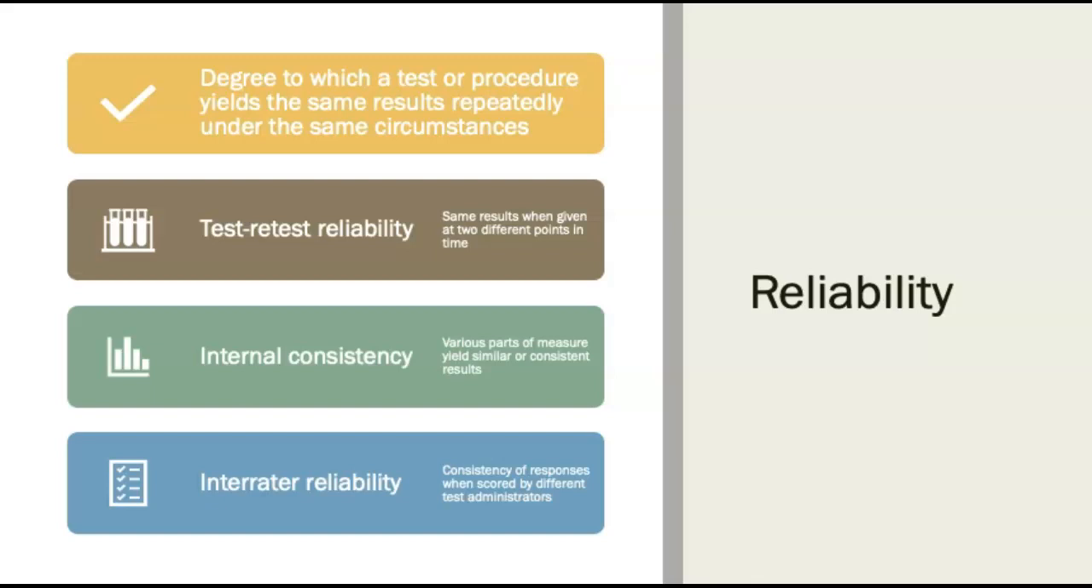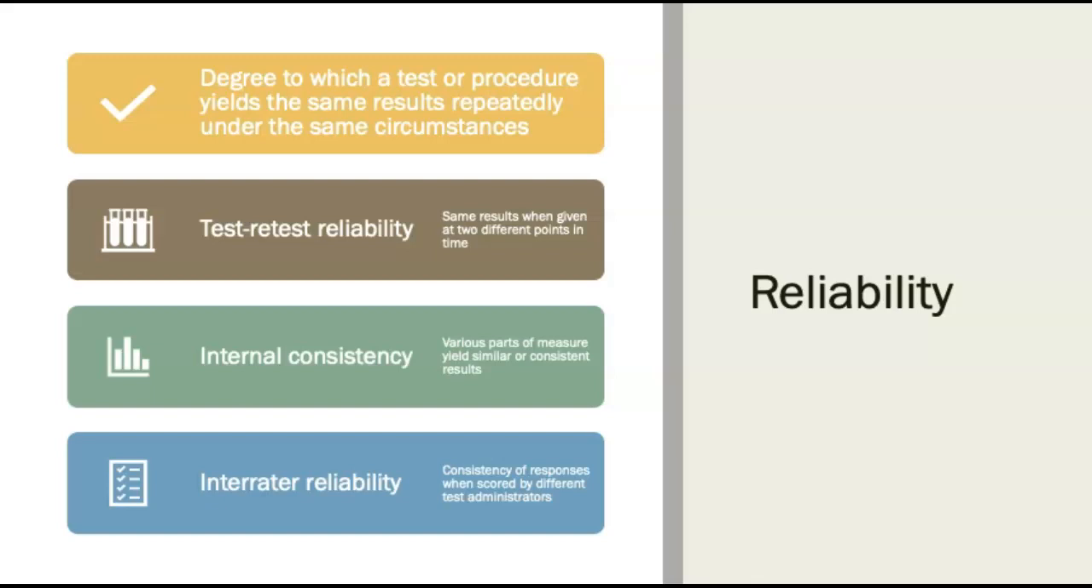So we have test, retest reliability. So we would expect to get the same results when we give the same test at 2 different points. We also want to consider internal consistency. This is referring to different parts of the assessment tool or the measurement all measuring the same thing. So if we were using an assessment tool to look at anxiety, all of the different parts or different questions are relevant to measuring anxiety.